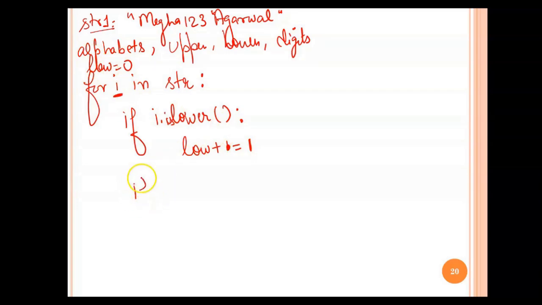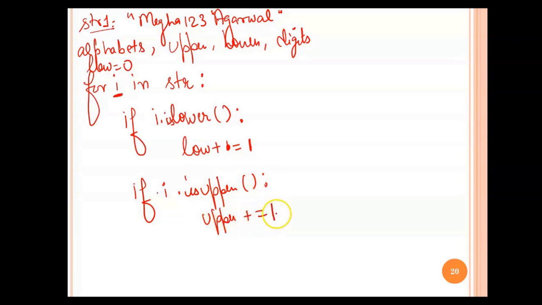Now the same thing you can do for upper. So if i dot isupper, right? In that case, you can increase the value of upper, upper plus equal to 1. So you can use one more variable here, upper is equal to 0. Now lower and upper are done.